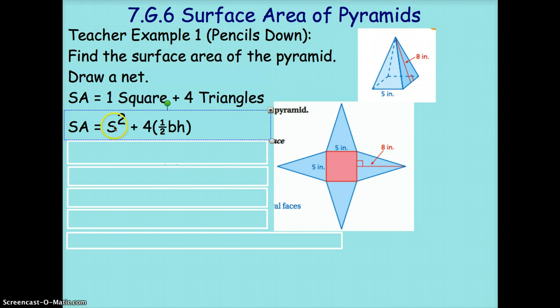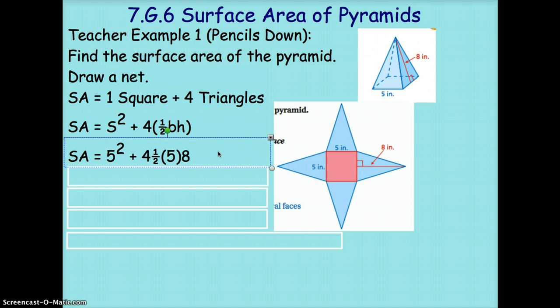The sides of the square, now notice this part here, I'm talking about the square, so I want to look at my red square right here. And the sides are all 5 inches, so for S I can plug in a 5. The base and height of my triangle: the base is 5, and the height is 8. And remember we're not worrying about these outside pieces here, the perimeter of this triangle. We're looking for the height, which is perpendicular to the base.